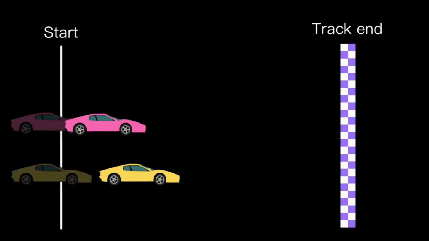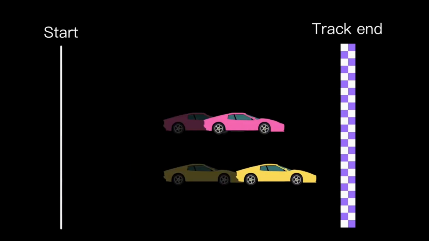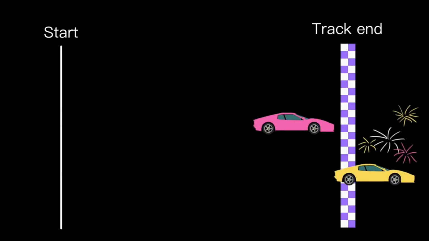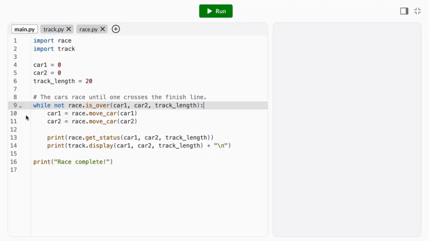Our game prototype has 2 cars that race on a straight track. Each round, the cars move forward a random number of spaces, and whichever car passes the end of the track first wins. Let's take a look at the code we have so far.